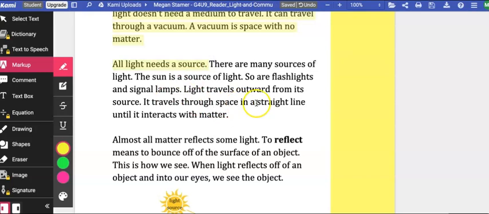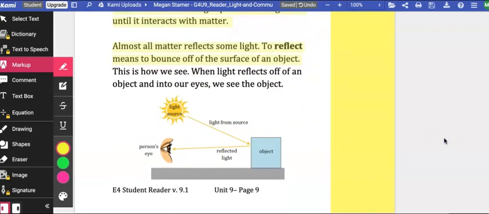It travels through space in a straight line until it interacts with matter. Almost all matter reflects some light. To reflect means to bounce off of the surface of an object. That is how we see. When light reflects off an object and into our eyes, we see the object.